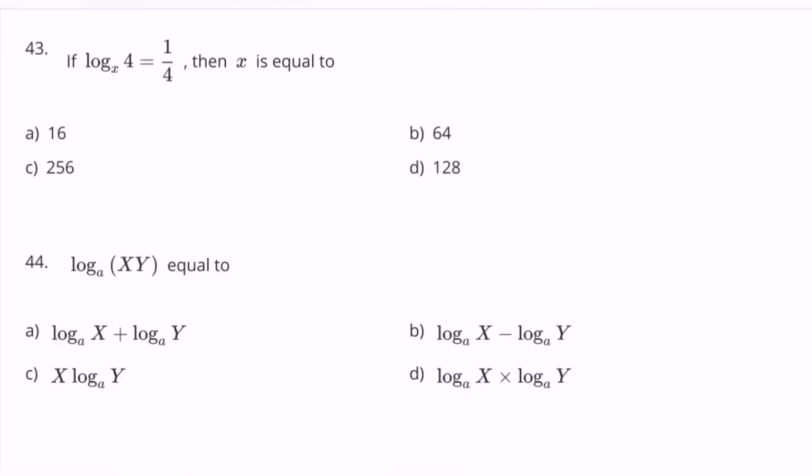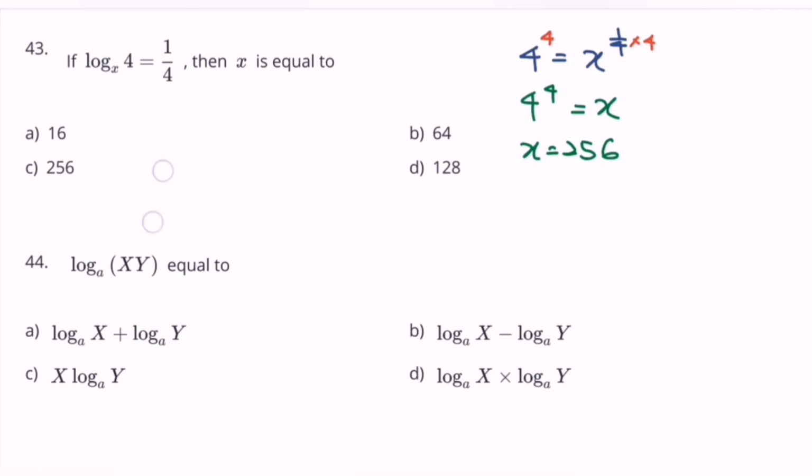Next, we have question 43. If log base x of the value 4 is equal to 1 over 4, then x is equal to? So from here we have to transform the situation from log form to indices form, where we will have 4 is equal to x to the power of 1 over 4. Next, we have to raise to the power 4 for both sides. So simplify the situation, we have 4 to the power 4, which is equal to x. So by using the calculator, we can calculate 4 to the power 4, which is equal to 256. So the answer for question 43 will be C, which is 256.